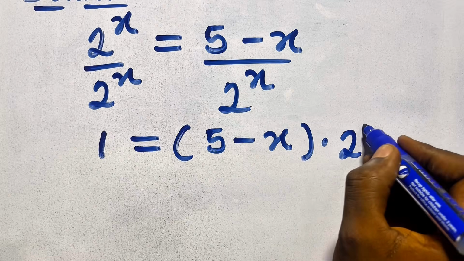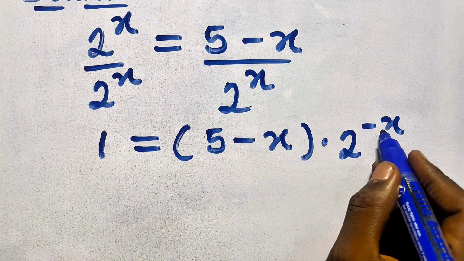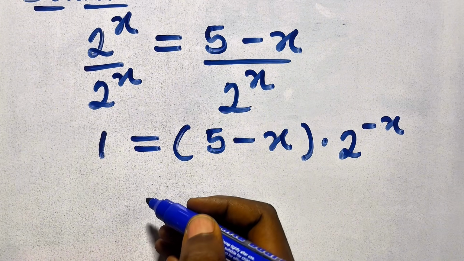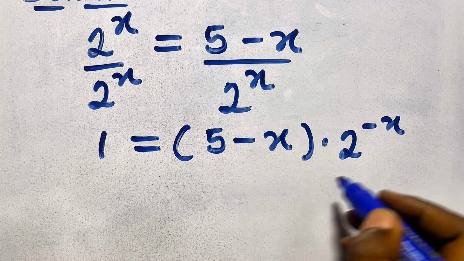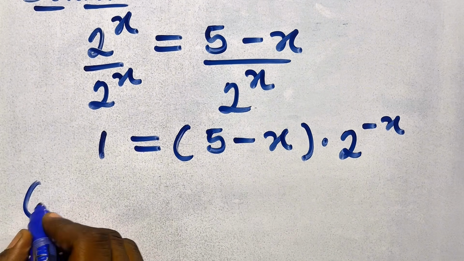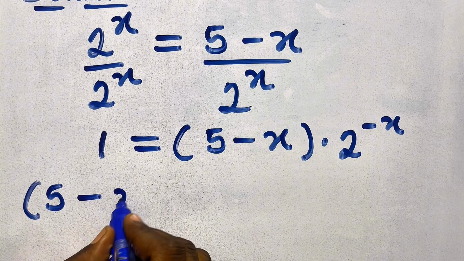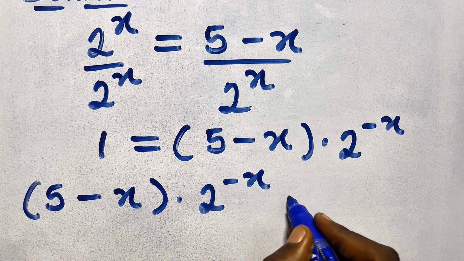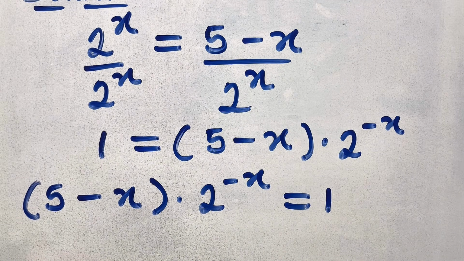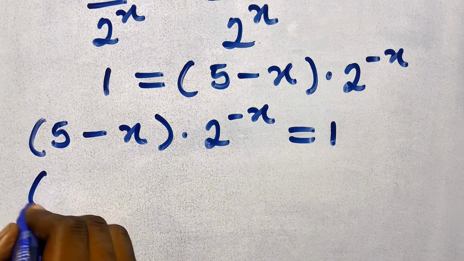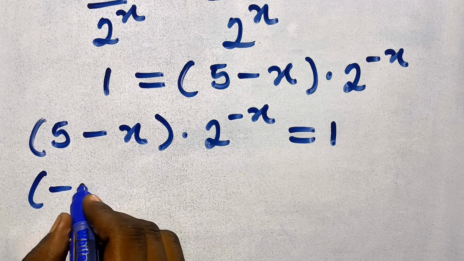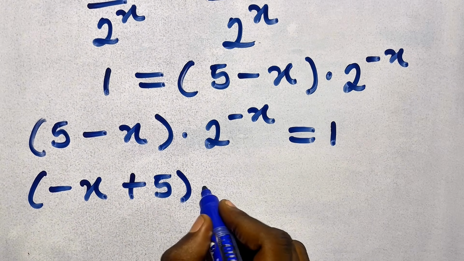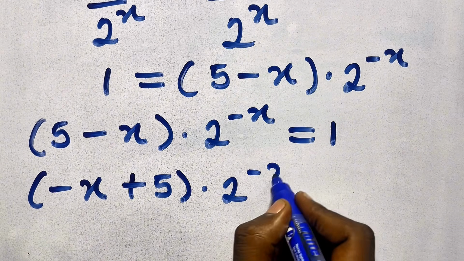multiplied by 2 raised to the power minus x. So this is a negative index. If we simplify this, we are going to get this back. Then let's arrange this to be 5 minus x multiplied by 2 raised to the power minus x equals 1. And it can also be written as minus x plus 5, multiplied by 2 to the minus x.